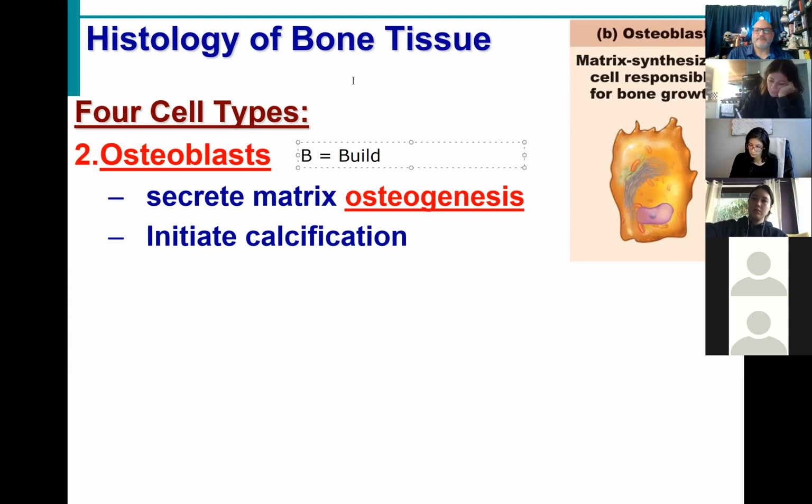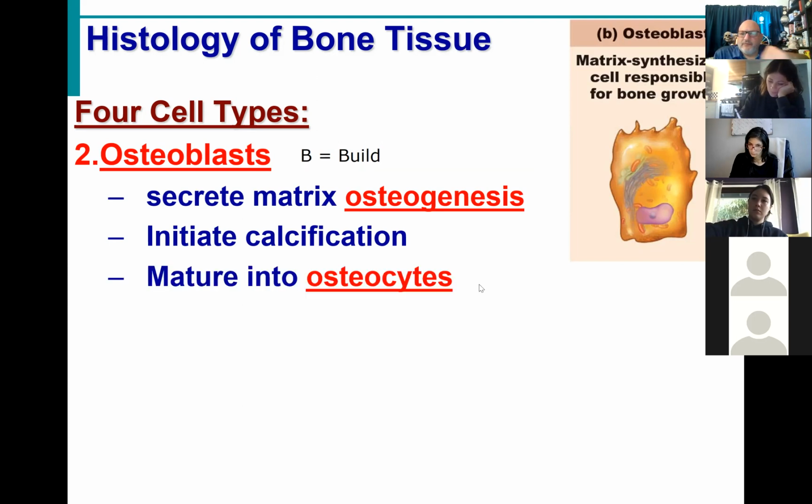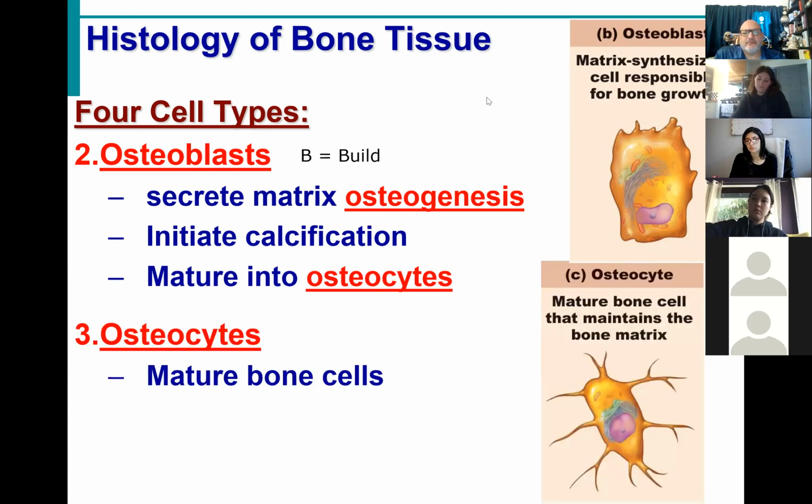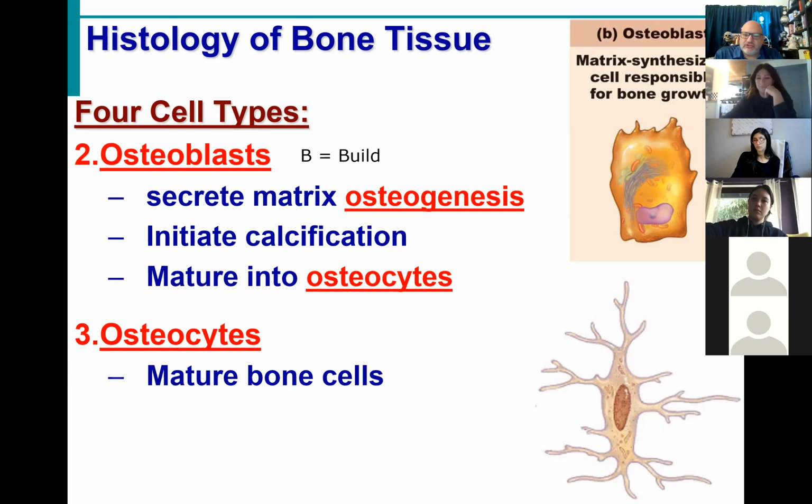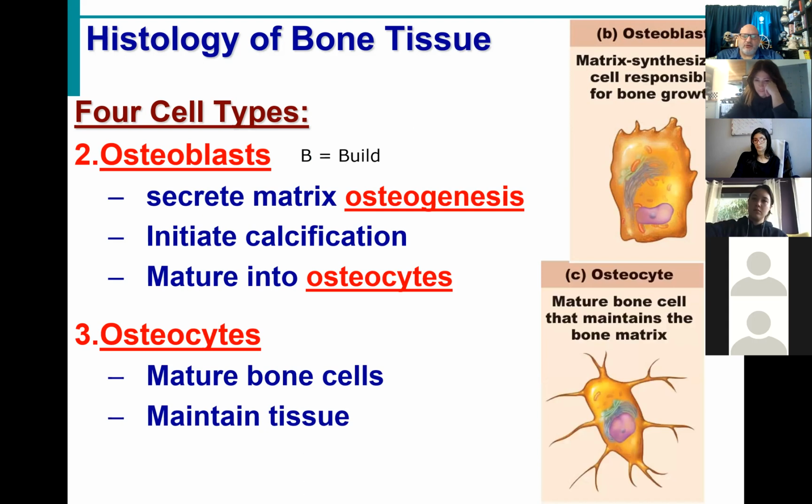Until they can't build anymore. Once they surround themselves with matrix, then they mature into our osteocytes. Notice, in this picture from your textbook, the processes that come out. I actually like this picture from a different textbook because I think it really shows that nice narrow cell located in that nice narrow lacuna that we've seen. And it has these long processes that allow it to form gap junctions with the cells that surround it, allowing them to stay alive and communicate with each other, to share resources. And that's their job, to maintain the tissue, maintain that bone matrix.